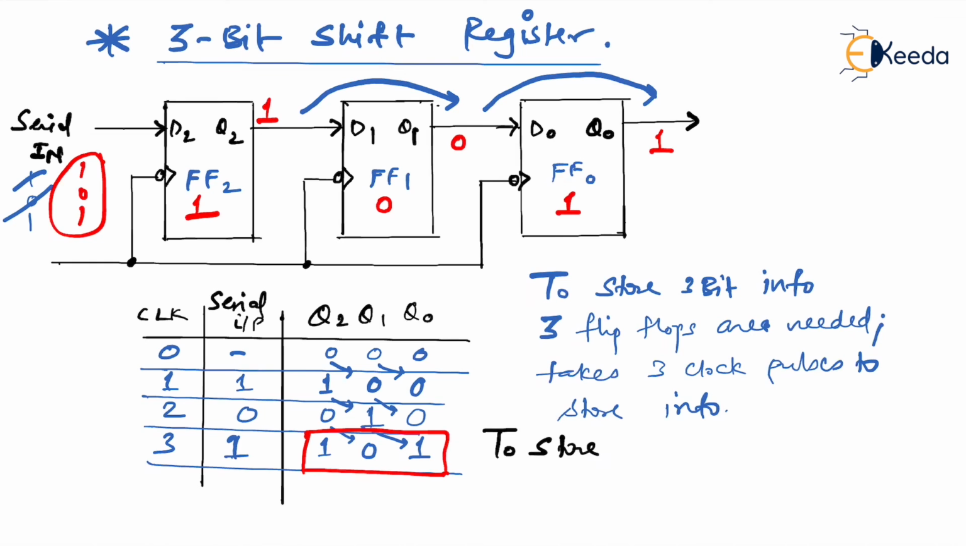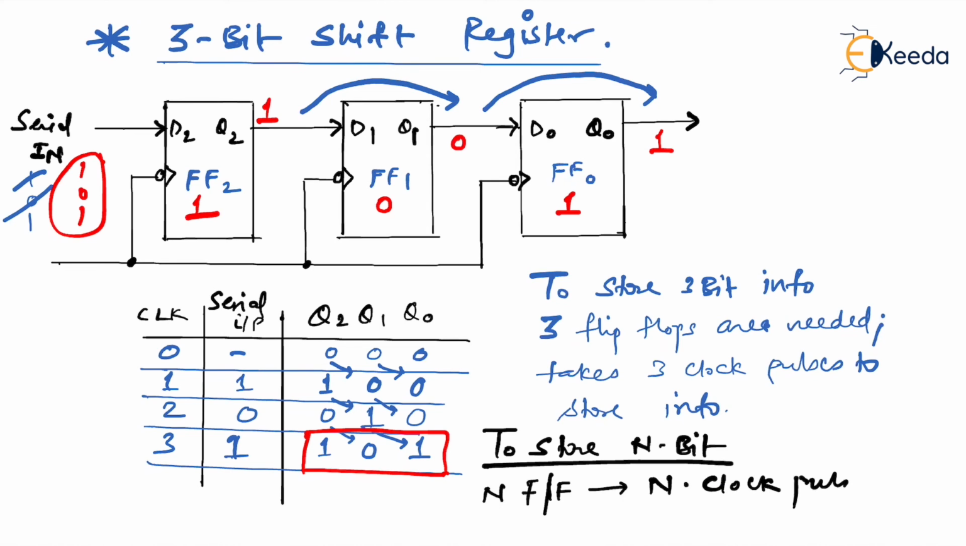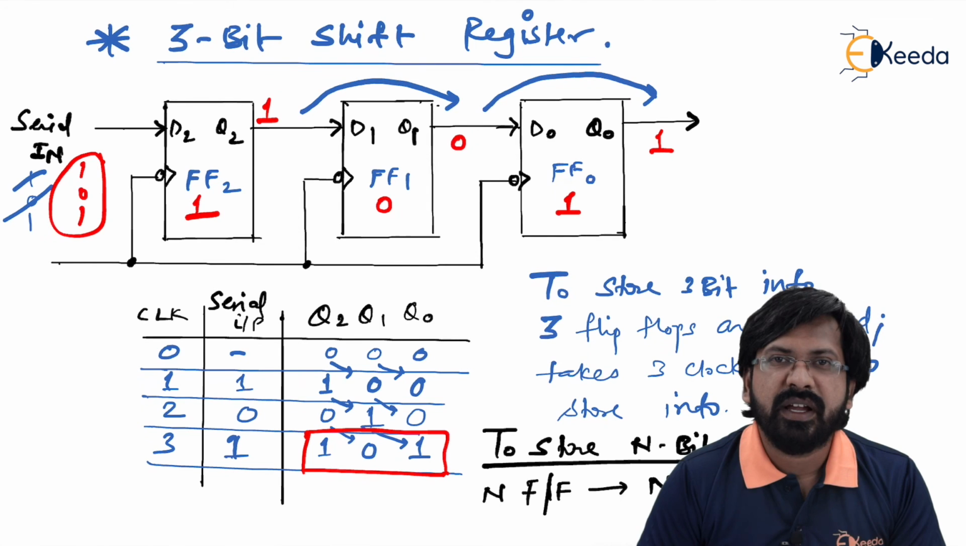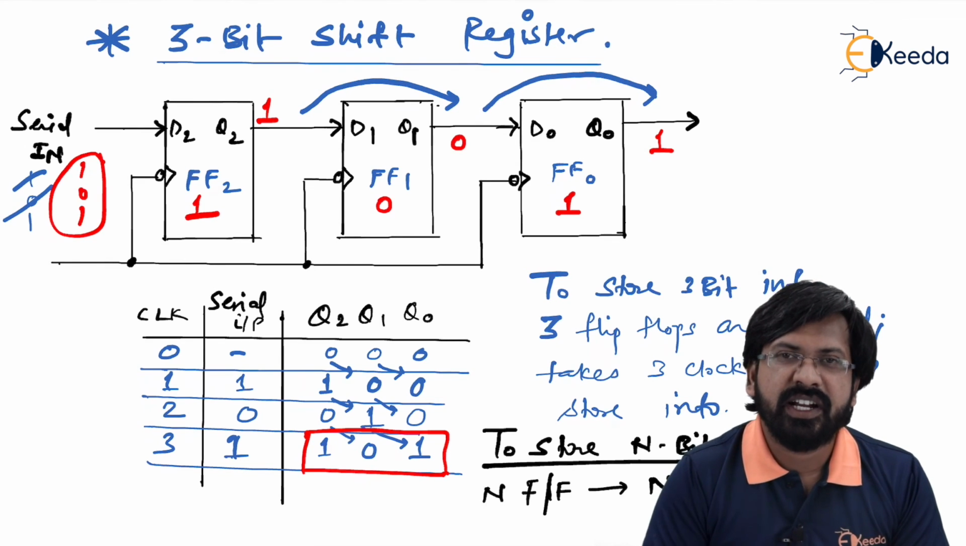So to store n bits, you require n flip-flops. Is that right? With n flip-flops, you can store n-bit information in n clock pulses. So as you can see, in this case, at every negative edge, the data is getting shifted to the right, and therefore this is also called a right shift register.